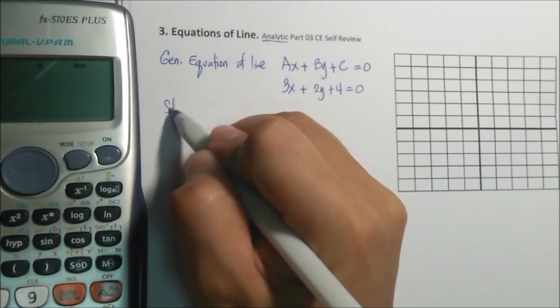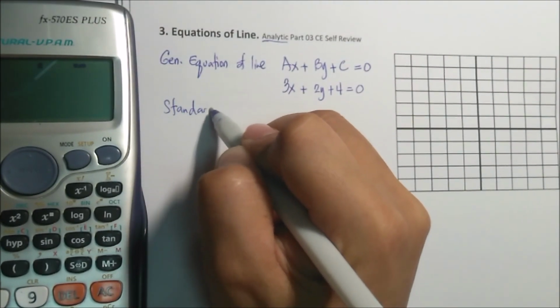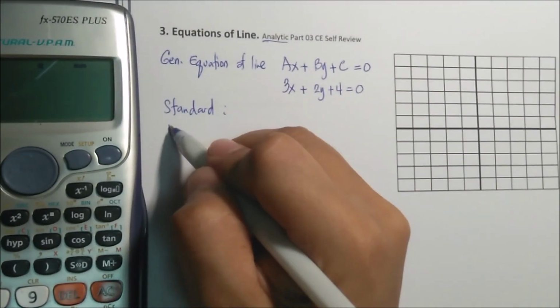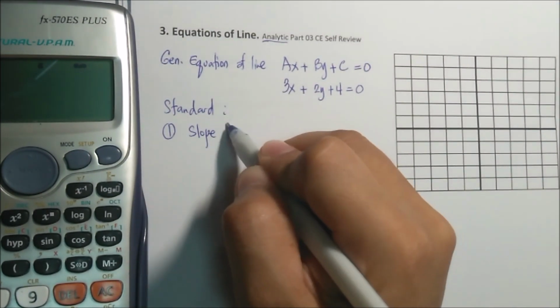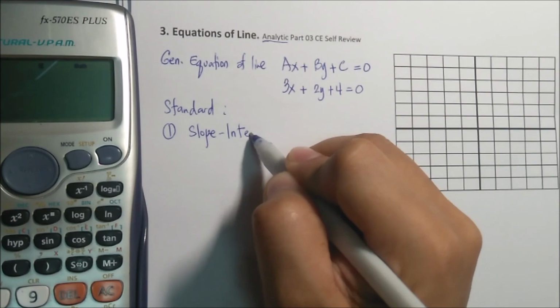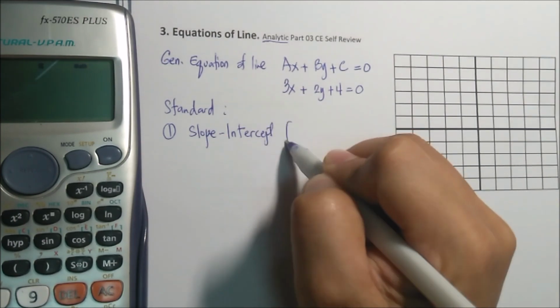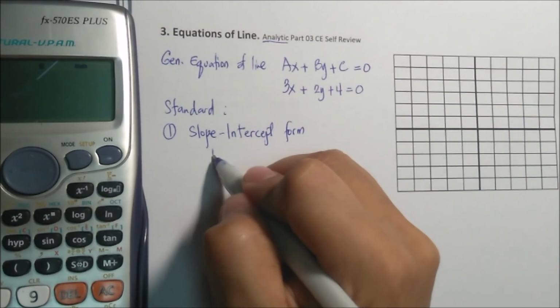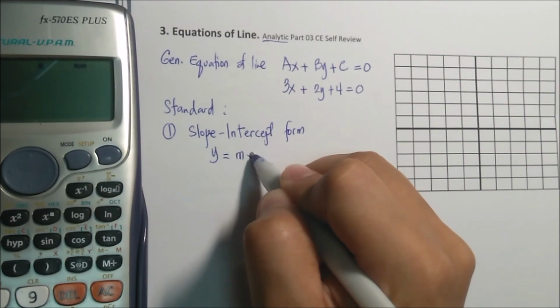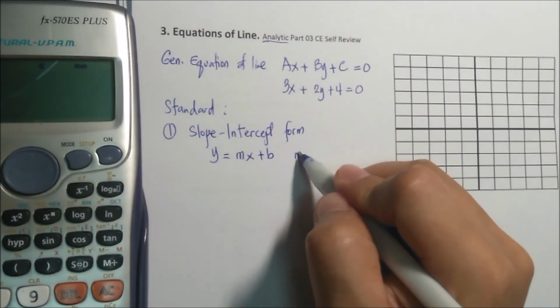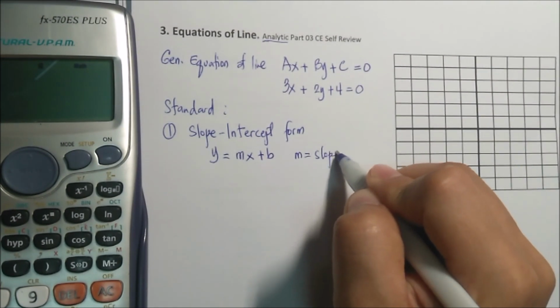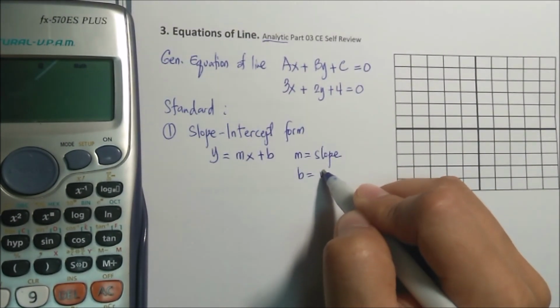For the standard equation, we have slope-intercept form. This is in the form y equals mx plus b, where m is the slope of the line, and b is the y-intercept.